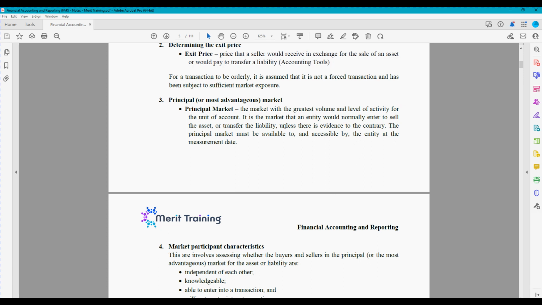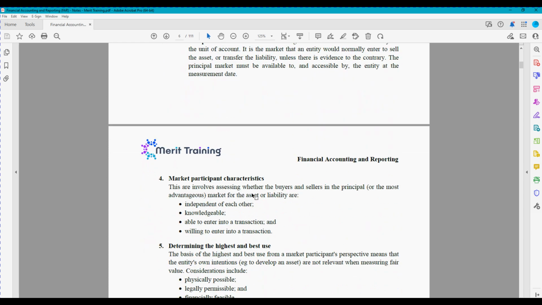And ultimately what we need to do is find the most advantageous or principal ones of these. So principal is essentially the market with the greatest volume and level of activity. So it could be for cars, it could be carsales.com.au. And it's the market that an entity would normally enter into to sell the asset or transfer the liability, unless there's evidence to the contrary. If there's no principal market, it's the most advantageous market, which is basically the market that would result in the highest possible price.